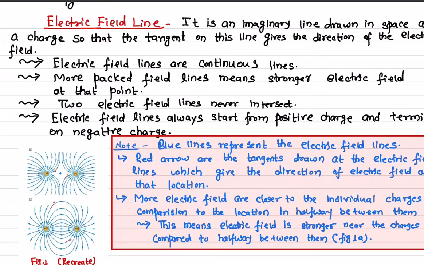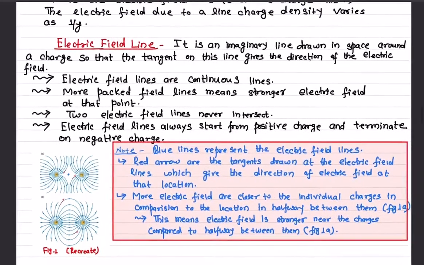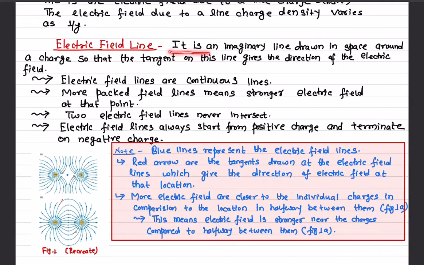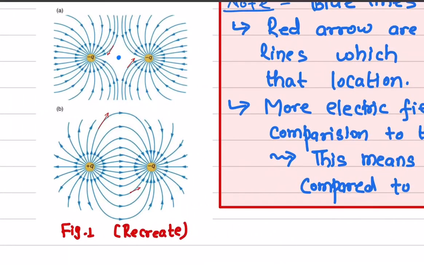In this video, I will be talking about the electric field line. The electric field lines are imaginary lines that are drawn in a space around a charge so that the tangent on this line gives you the direction of the electric field. Let me explain this one.